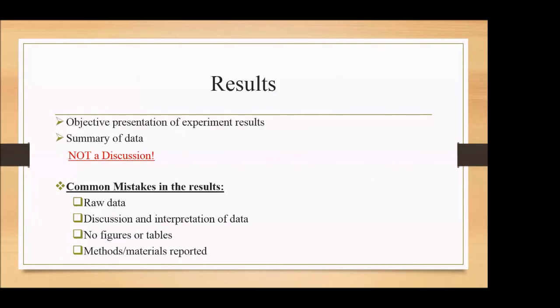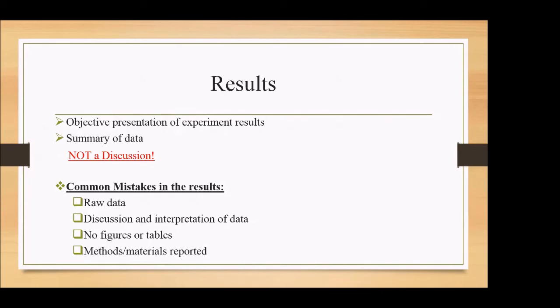Okay, let's move on to the results. Results is the objective presentation of experiment results. It is the summary of data. Remember, this is not a discussion. So what do I mean by that? Here in the results, you are only reporting the findings. So let's say, for example, you have a table or a figure: you only explain what you see. Explain the raw data.